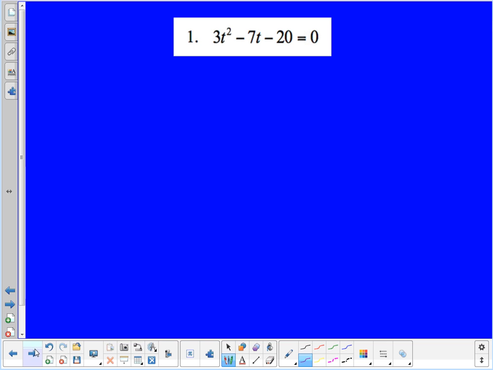Okay, so let's do some examples. In number 1, I have 3t squared minus 7t minus 20. I want to solve this using the quadratic formula, so I'm going to plug it in. I know that my a value is equal to 3, my b value is equal to negative 7, and my c value is equal to negative 20. Now, one of the songs that you'll learn for the quadratic formula goes to Pop Goes the Weasel. So if you hear me singing that, that's just because that's the song that I know, and that's how I use to remember it. So I know I'm plugging it in.